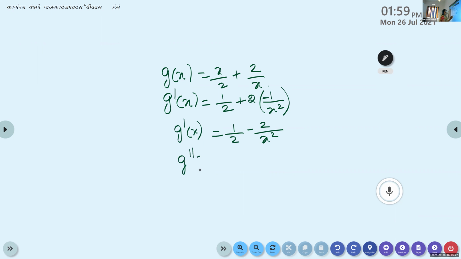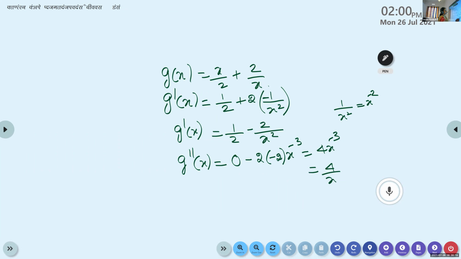So g double dash of x: 1 by 2, if you differentiate, is 0. Minus 2 into the derivative of 1 by x square. 1 by x square is written as x raised to minus 2. So it is minus 2 x raised to minus 3, using n x raised to n minus 1. X raised to minus 2, if you differentiate, put the power in front and reduce the power by 1. So we get 4 x raised to minus 3, which is 4 by x cube.